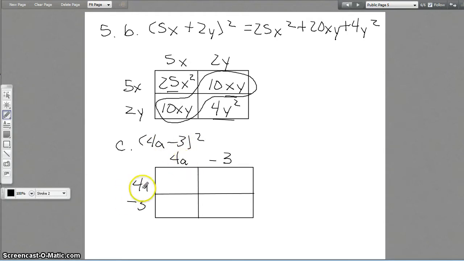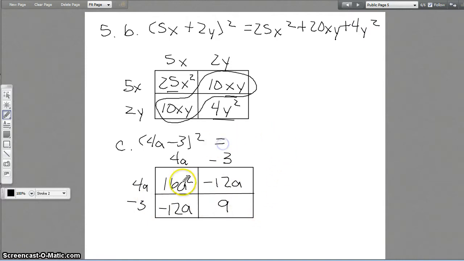We have 4a times 4a. 4 times 4 is 16. A times a is a squared. Then we have 4a times negative 3. 4 times negative 3 is negative 12, and then we have an a. In the bottom left square, we have negative 3 times 4a. Negative 3 times 4 is negative 12, and then we have an a. Bottom right corner, negative 3 times negative 3, that is a positive 9 because negative times negative is positive.